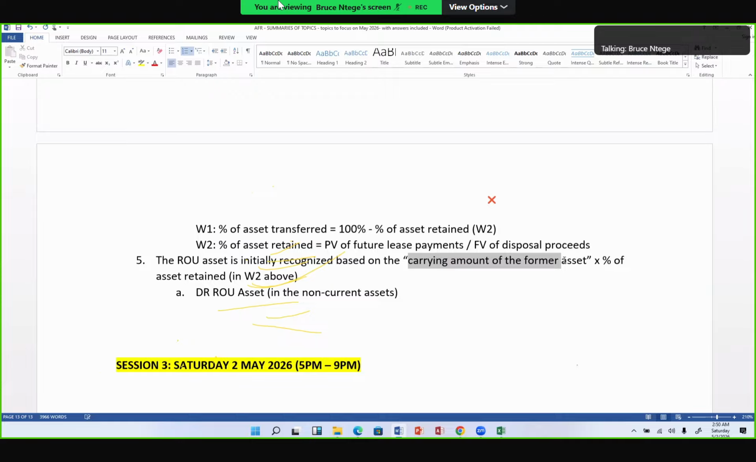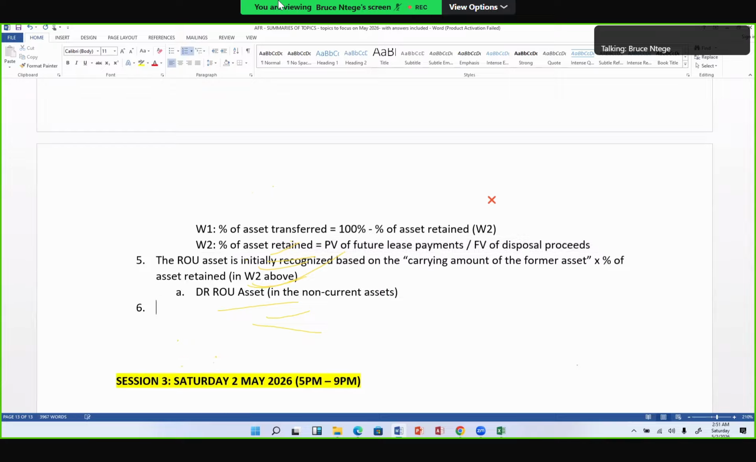Instead, here you're saying that the carrying amount of the asset I had, which I've just taken out of the balance sheet line called PPE, I bring it here, but now based on the percentage of the asset I've retained. For that percentage, I had a special working above that gave me that figure. Okay, so that's number 5. Then number 6 is to say that now the lease obligation will also be initially measured as the present value of the future lease payments, which we have done.